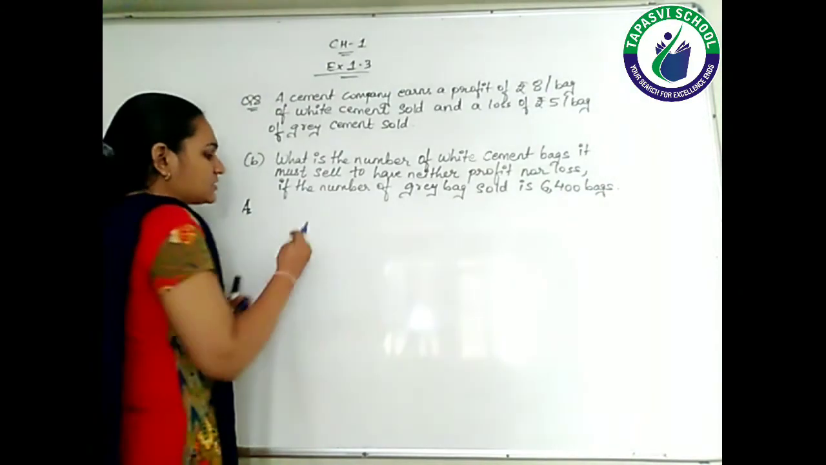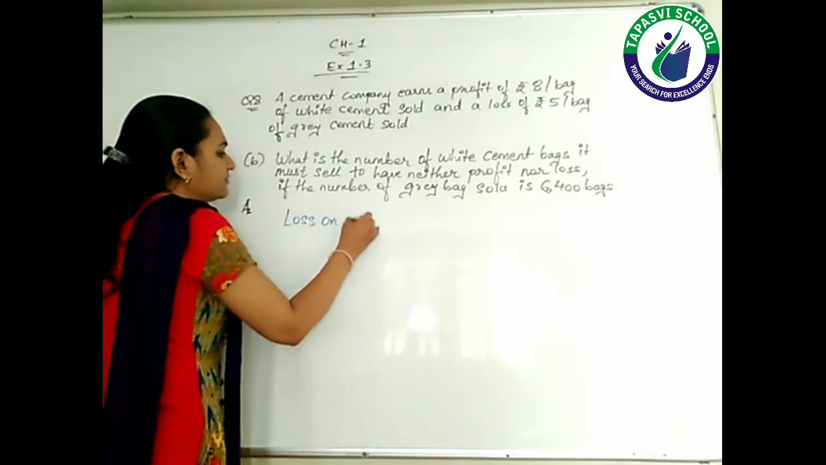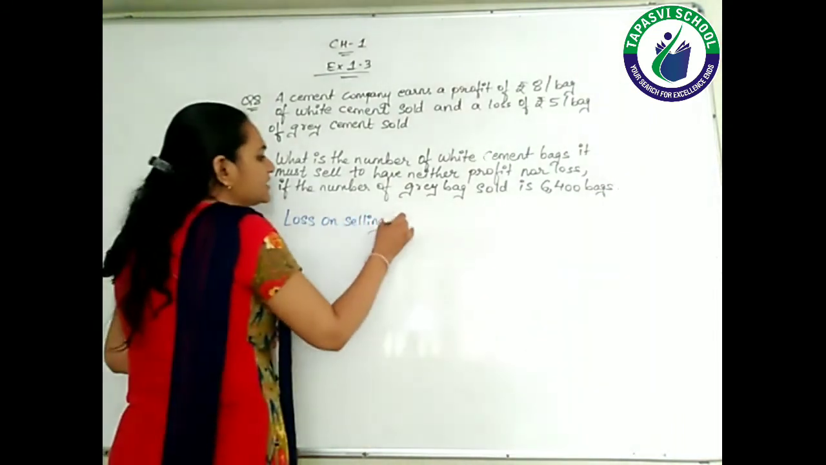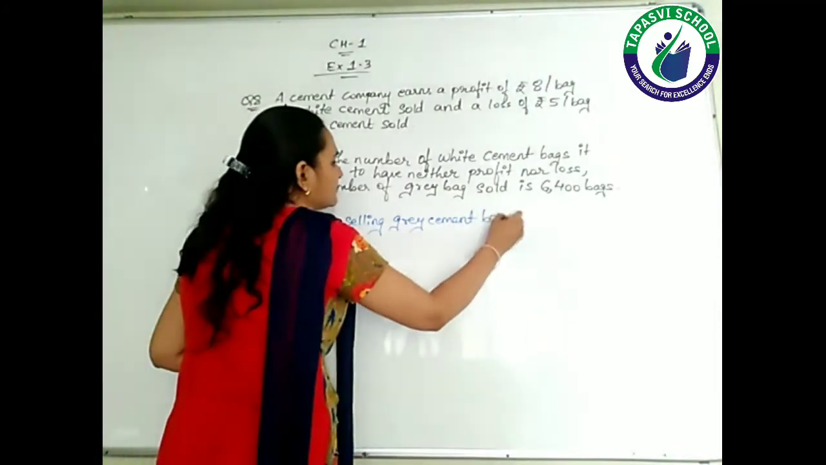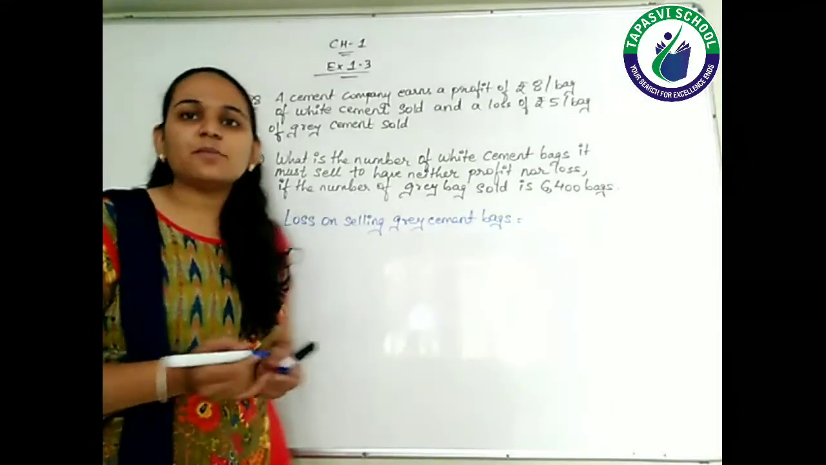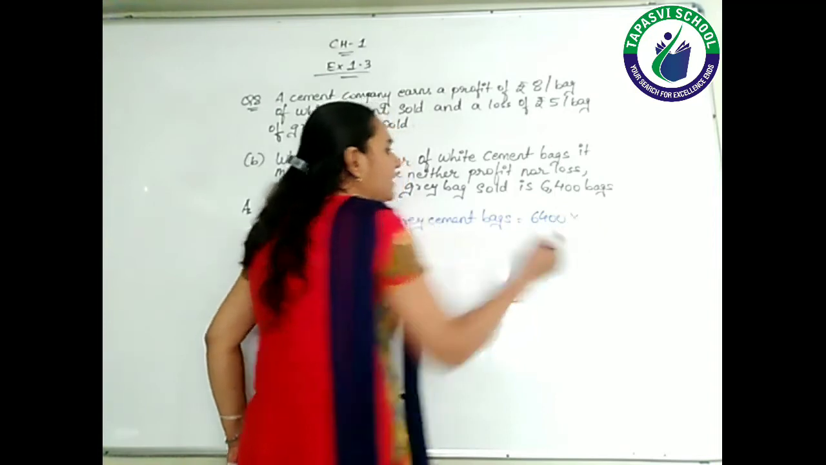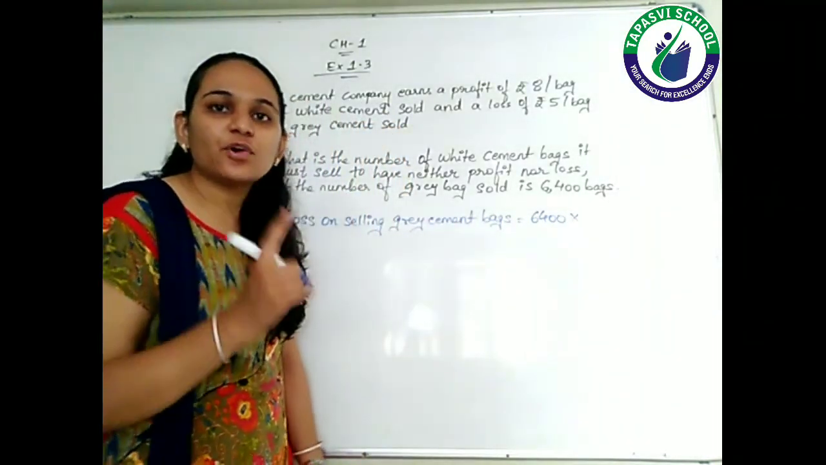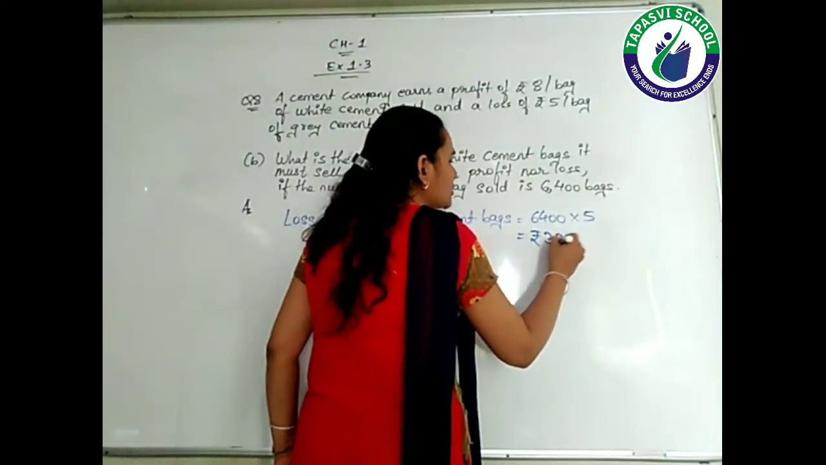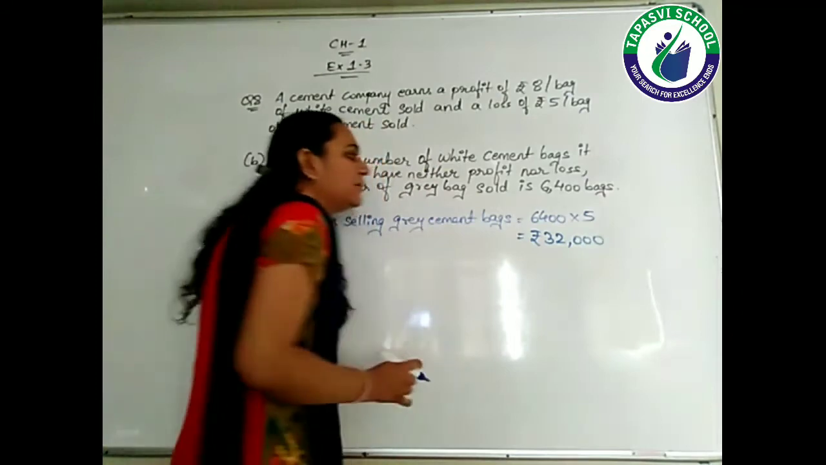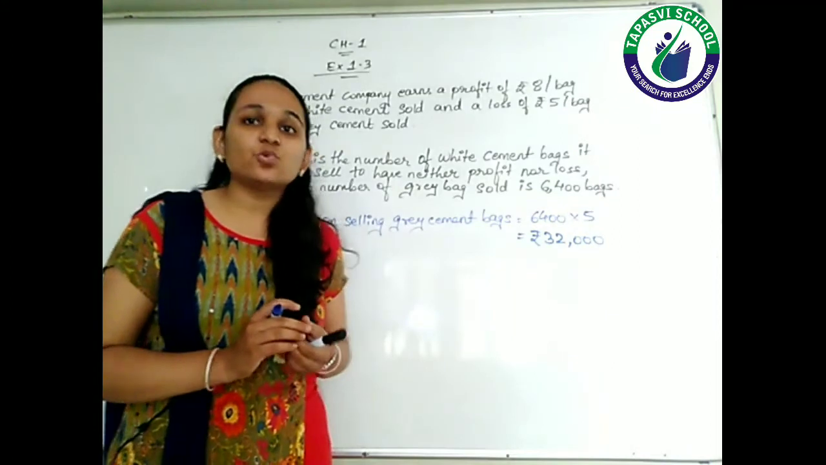So the loss on selling the grey cement bags. How many bags are there, students? 6,400. On one bag the loss is 5 rupees, so 6,400 multiplied by 5. So the company is making a loss of 32,000, right?